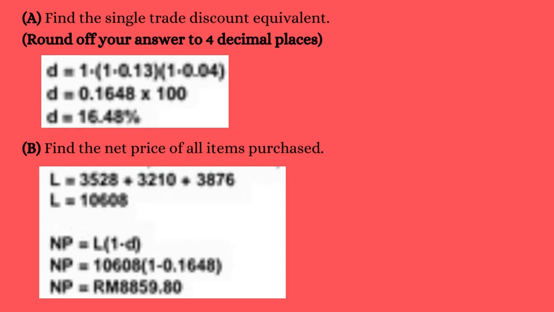Now we're going to find the net price. The formula of net price is L in bracket 1 minus D. So net price equal with 10608 in bracket 1 minus 0.1648. After we calculate, the total of net price is RM 8,859 ringgit 80 cent.